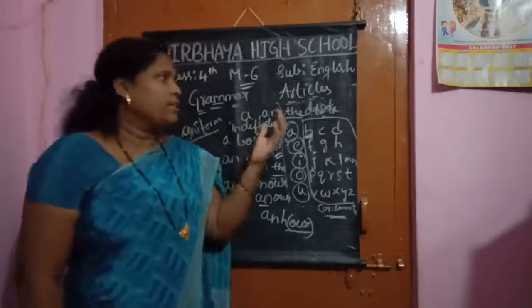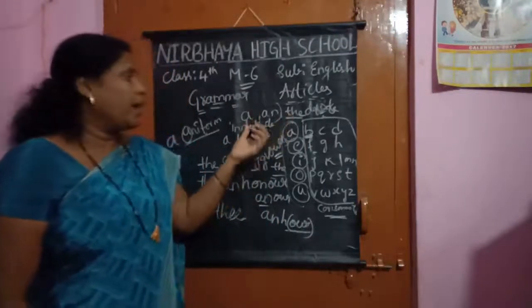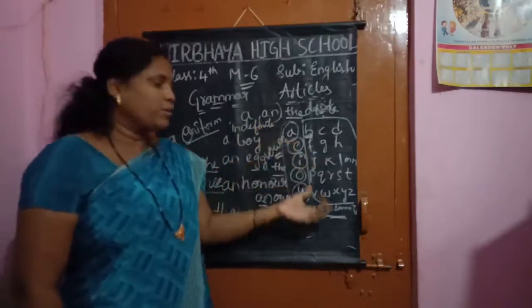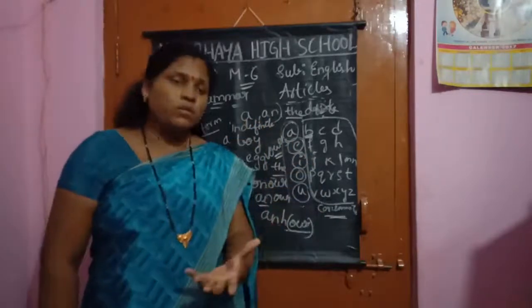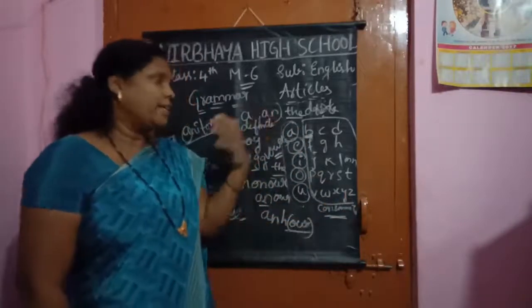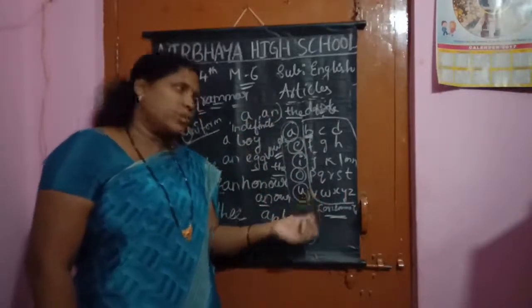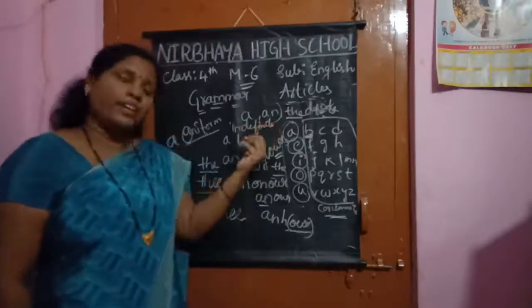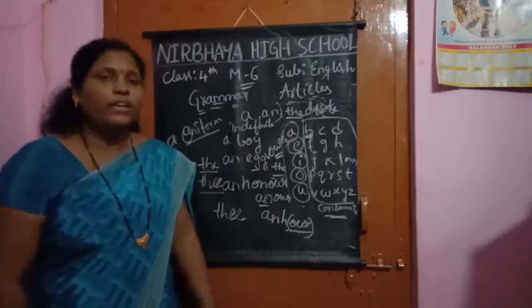Understood, children? See, articles are "a", "an" and "the". "A" and "an" are used before the consonant sounds and vowel sounds respectively. "A" is used before the consonant sounds. "An" is used before the vowel sounds. "The" is used for unique things. And here "a" and "an" are indefinite articles. "The" is a definite article.